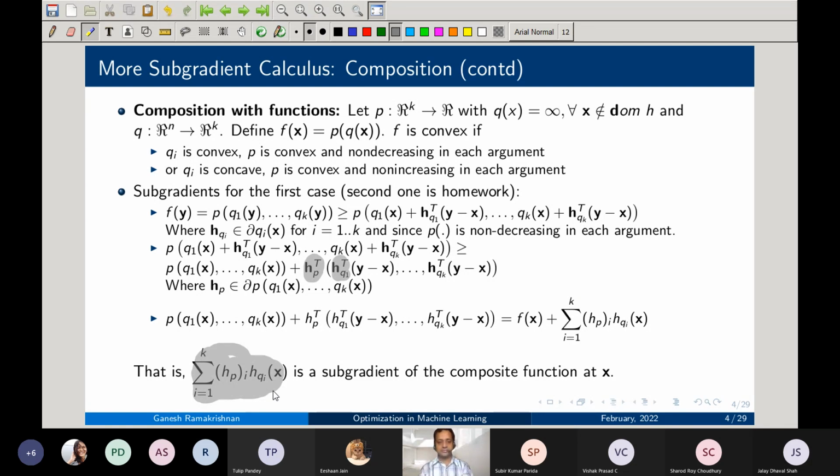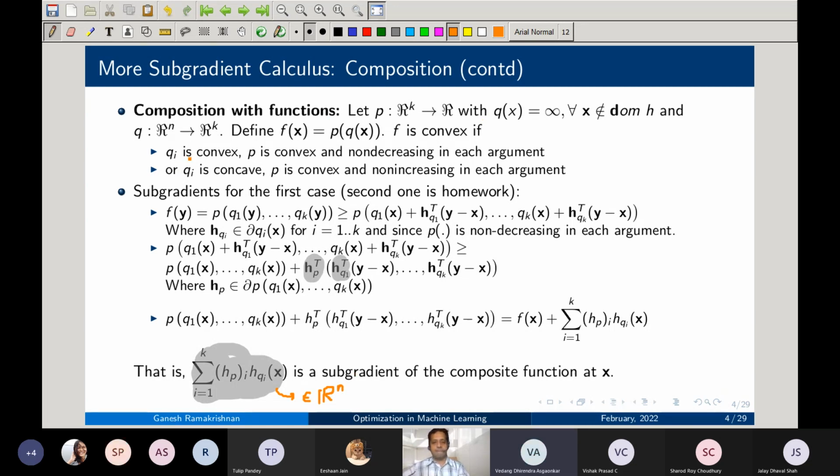Any questions? So we can rest assured that this is in R^n, the original space in which x was lying.